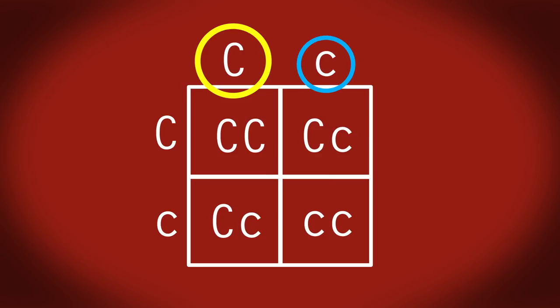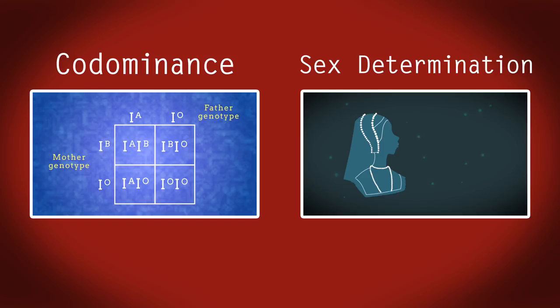So that is Punnett squares, very useful for looking at the probability of genotypes of offspring. We will look at codominance and sex determination in different videos.